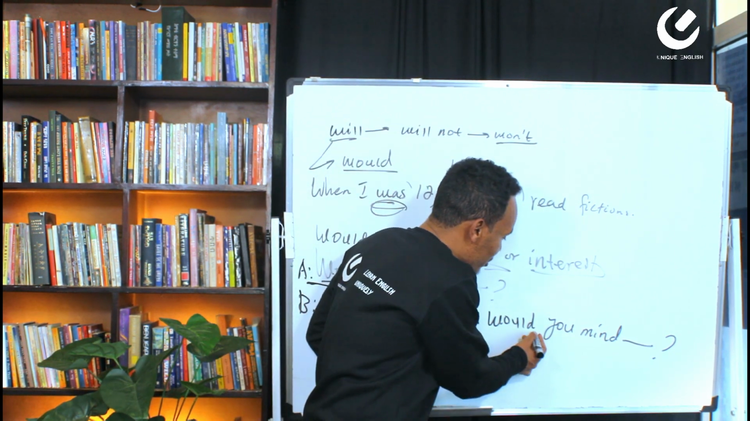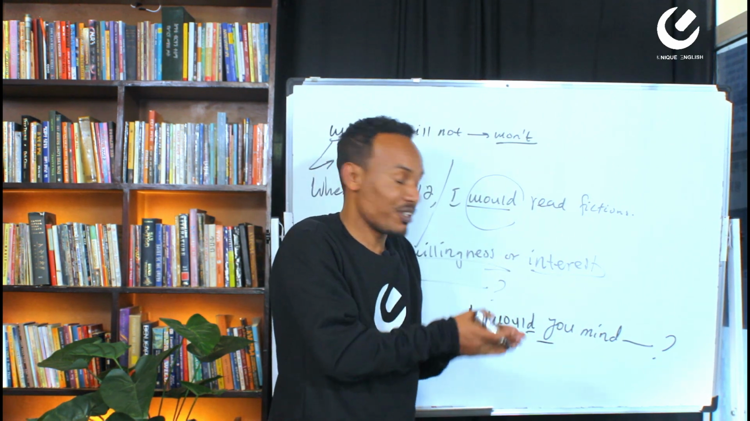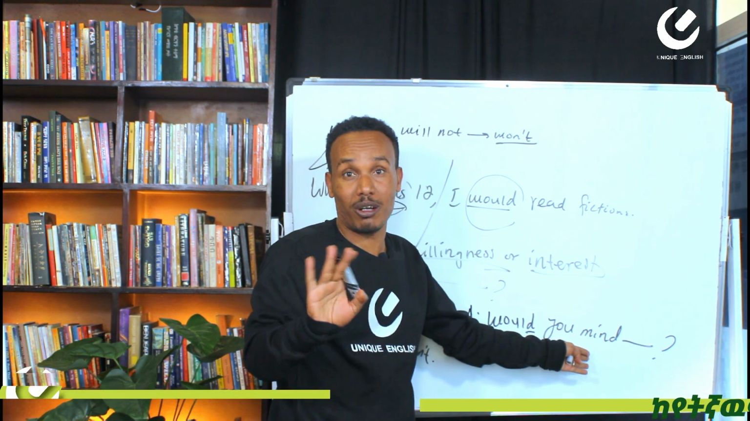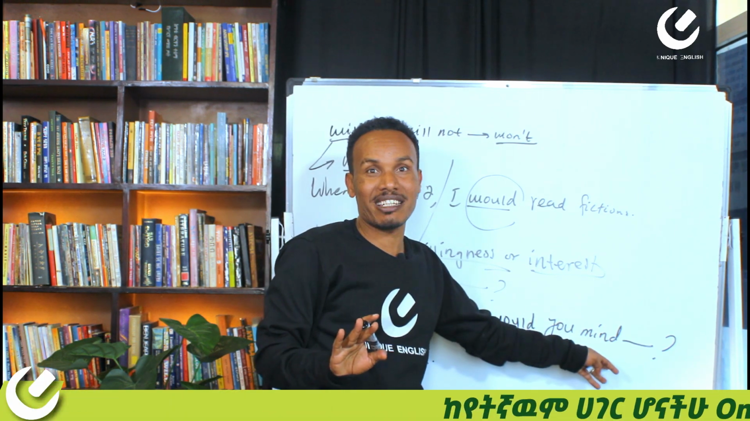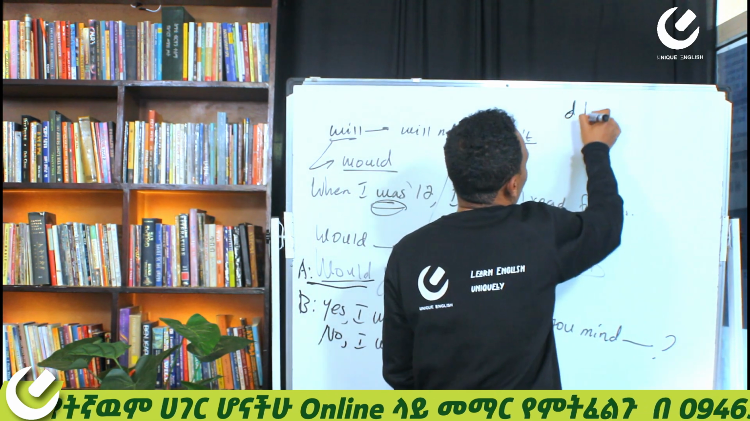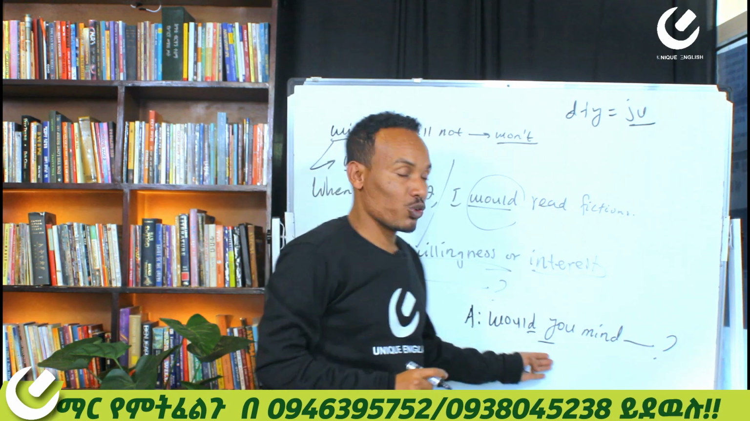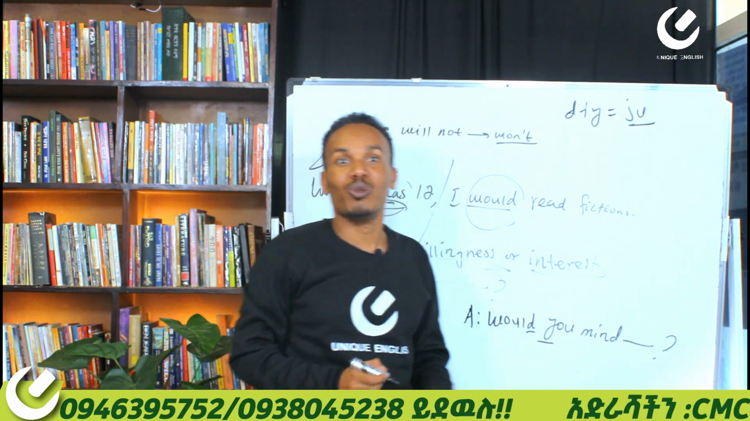In American English, when d and y come together, the sound is a j sound. In British English you can say would you, there is no problem about it. Would you mind. Say it again. In American English, if d is followed by y, the sound is a j sound. Would you mind.